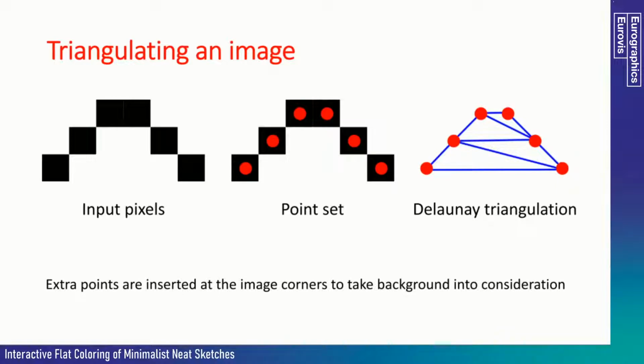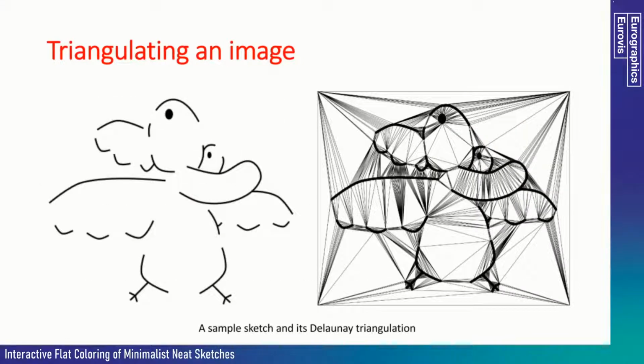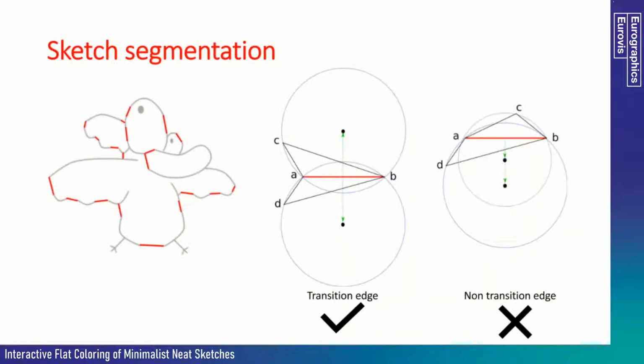Extra points are inserted at the image corners to consider the background. The figure shows a sample image and its Delaunay triangulation. The next task is to identify possible edges connecting the gaps, which we call transition edges.